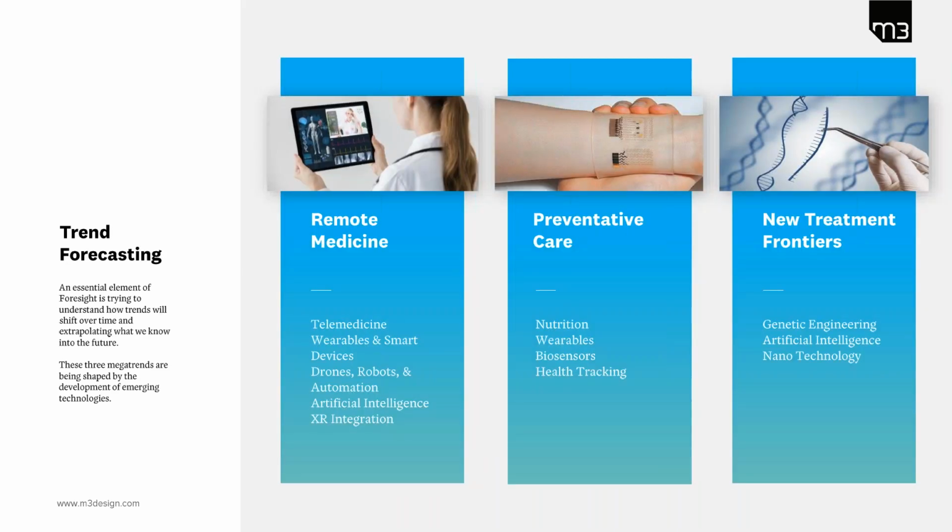But for the sake of today, we're going to focus on 3 mega trends. And those are remote medicine, preventative care, and new treatment frontiers, and we'll get into each of those. But for new treatment frontiers, we'll really focus on just three, which is genetic engineering, artificial intelligence, and nanotechnology.